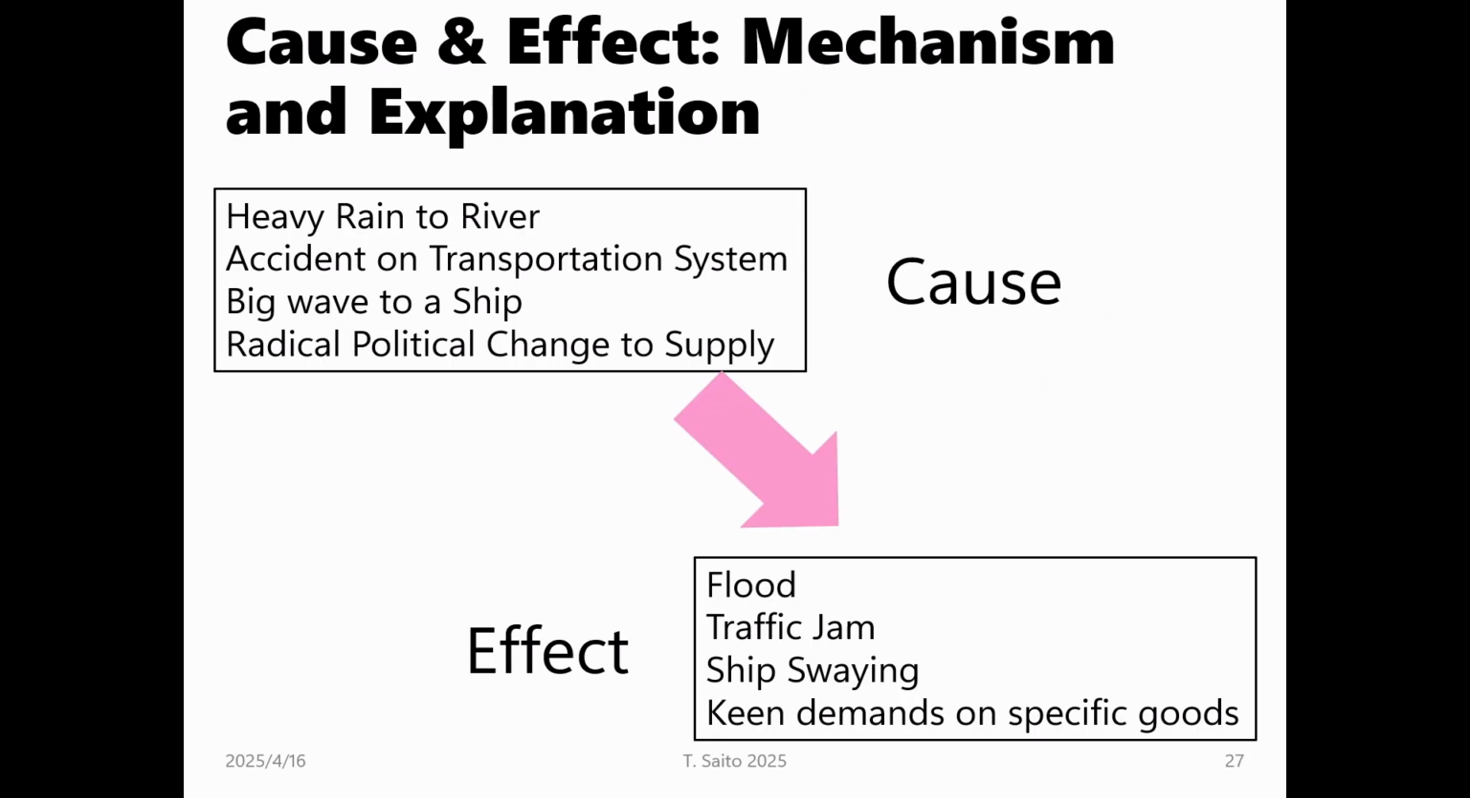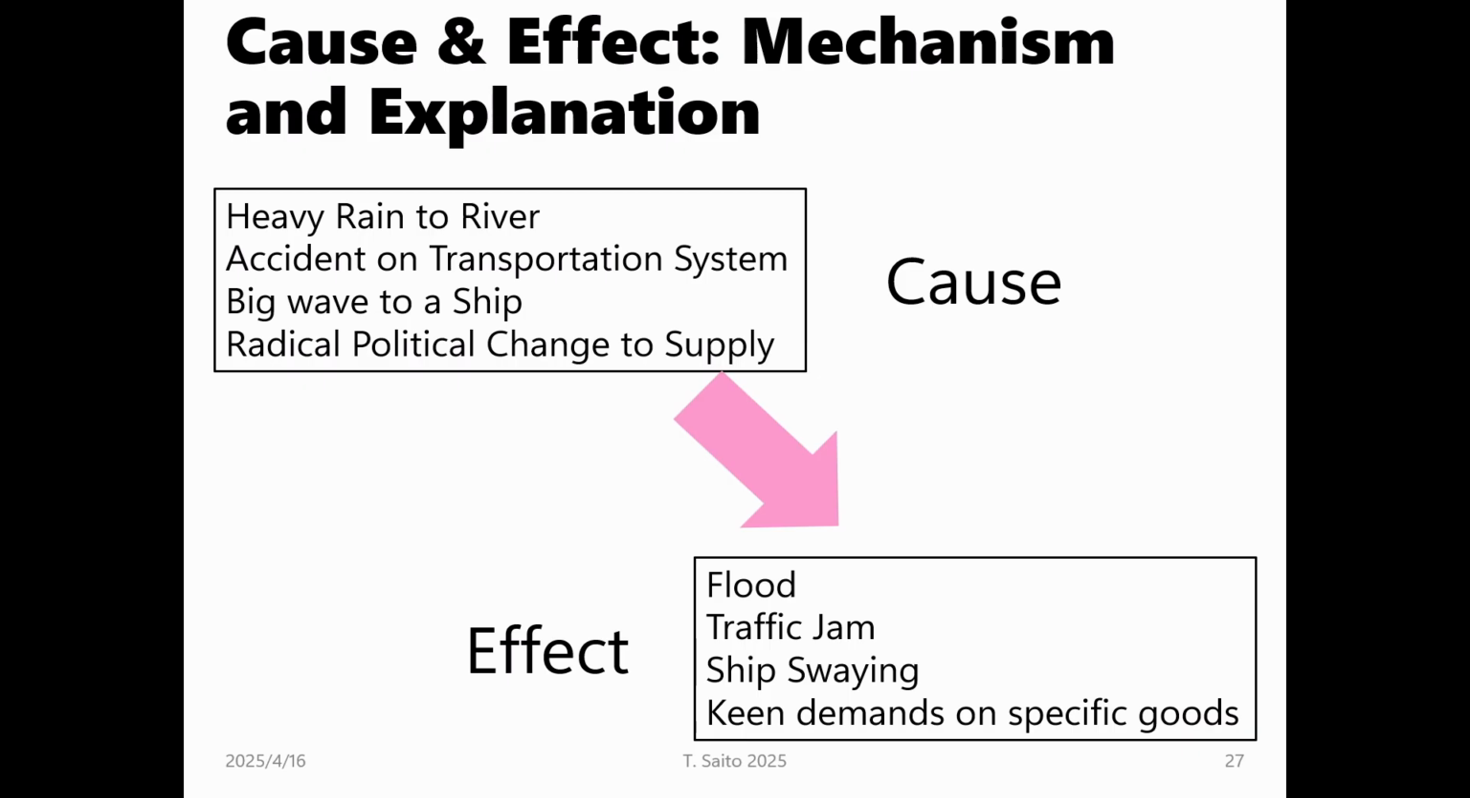Finally, cause and effect can be found. The cause of the heavy rain on the river, the accident on the transport system, the big wave on the ship, or the radical political change on the supply will have some effect on the system, such as the flood, the traffic jam, the rocking of the ship, or the strong demand for certain goods. Although it is difficult to identify a cause in the system, students can learn about the possibility of cause and effect.